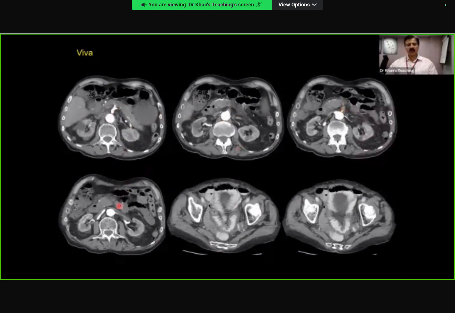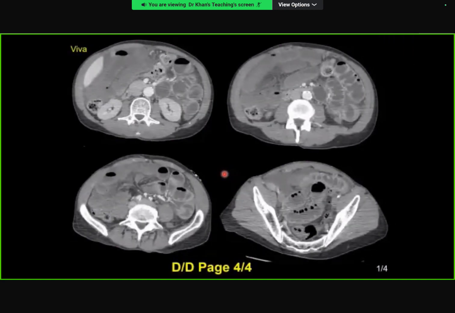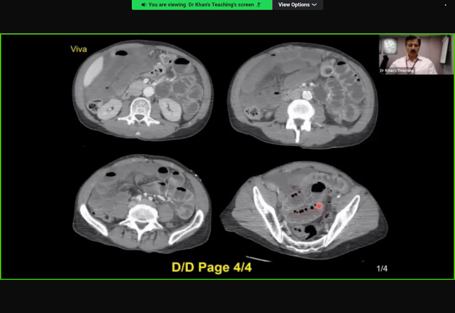So you can see that there is complete occlusion of the SMA. What is the finding? Ischemic bowel again. Pertinent negative or positive? So hyperenhancement of the wall, gas in the wall of the small bowel in the pelvis, some free fluids. You see, this is what we call the string of pearl sign or string of bead sign. And this sign means that there is bowel obstruction.